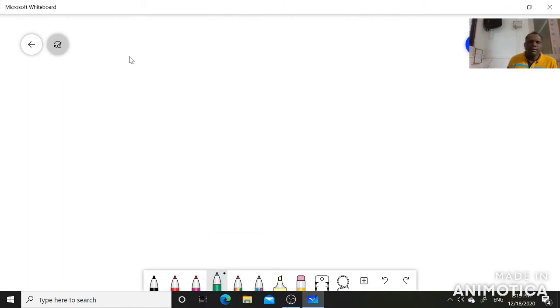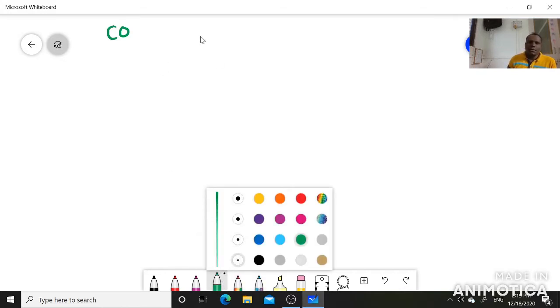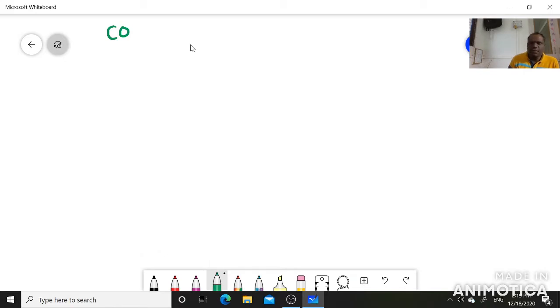We know that the carbon monoxide molecule has a triple bond between carbon and oxygen. One is the sigma bond and two are the pi bonds. So let's discuss how this carbon monoxide molecule is made up.